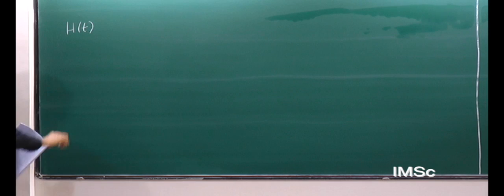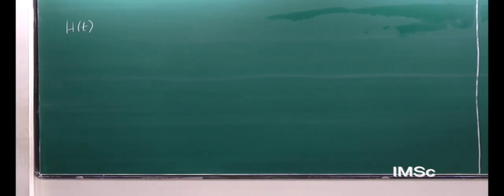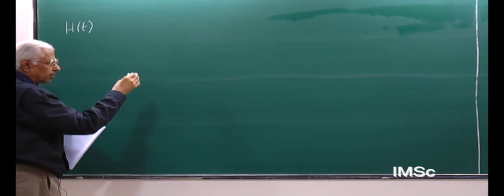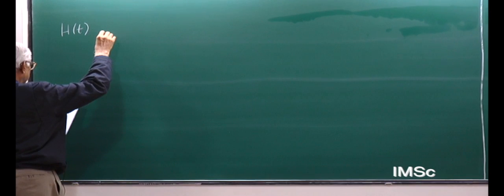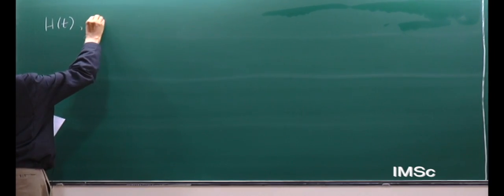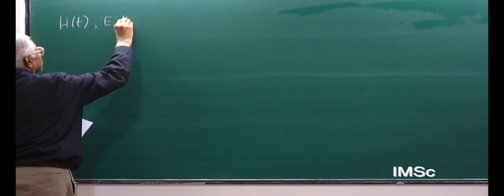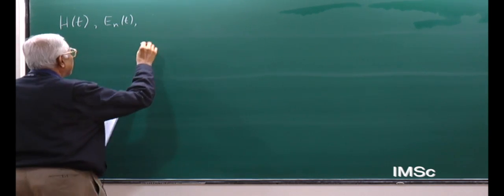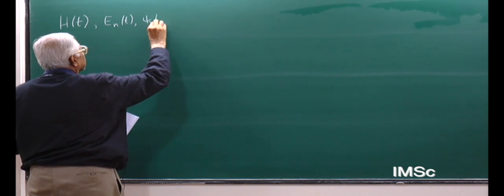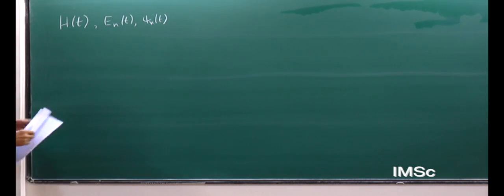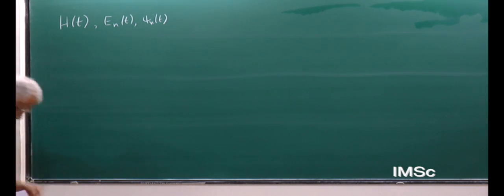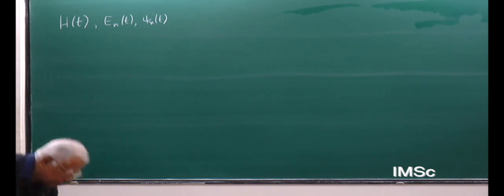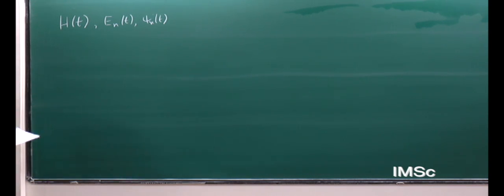We have a time-dependent Hermitian Hamiltonian, and we want to solve the Schrodinger equation approximately. At each time, this Hamiltonian has certain eigenvalues, so they can depend on time, and there are corresponding eigenfunctions. And this was the notation I had used yesterday.